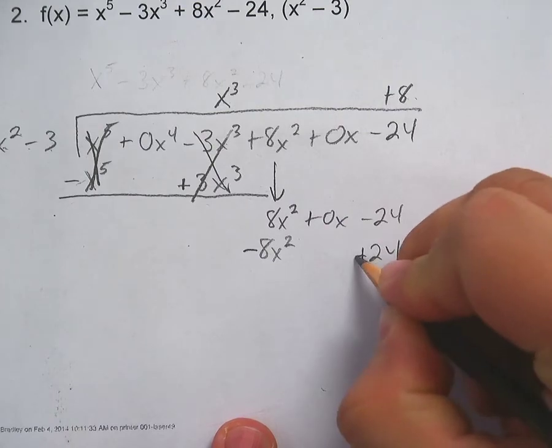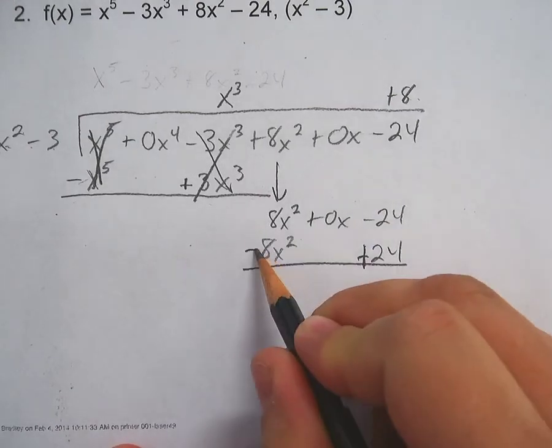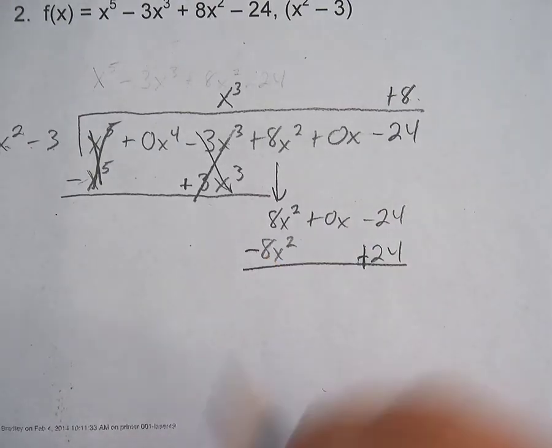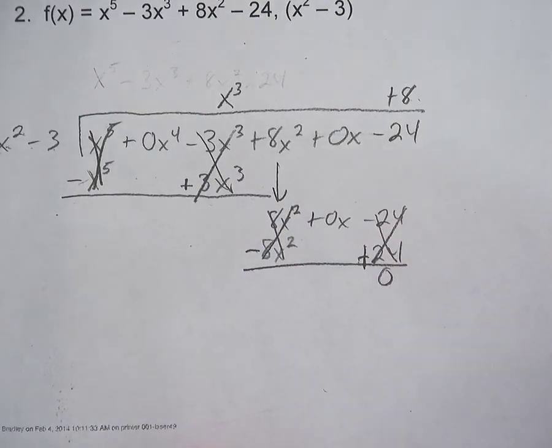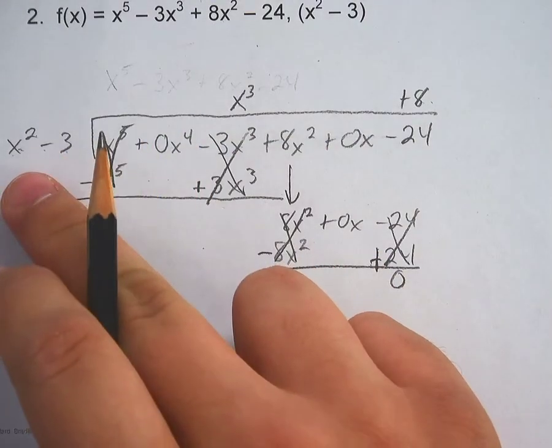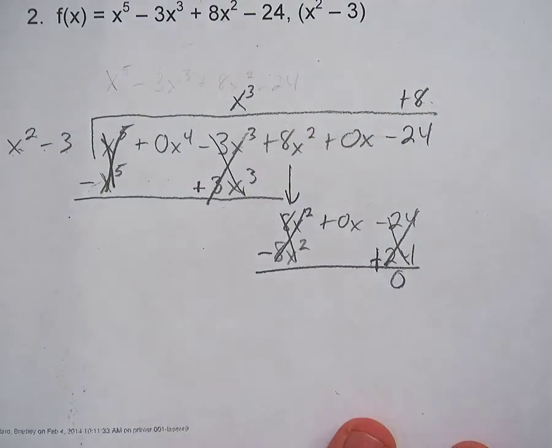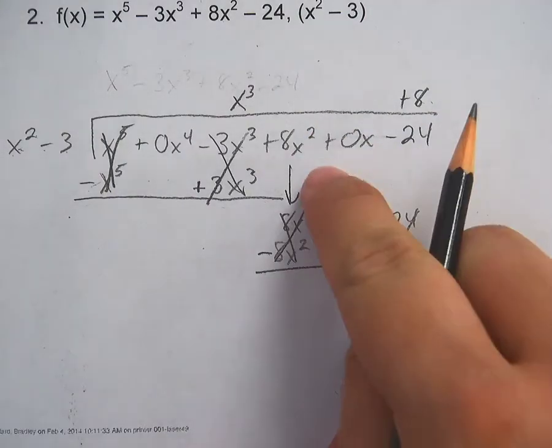Bam! I want you to say bam every time you change a sign. That way it's drilled in your noodle up top. Bam! This will go away. This will go away. A remainder of 0. What? That means that x squared minus 3 times x cubed plus 8 gives me this monster?